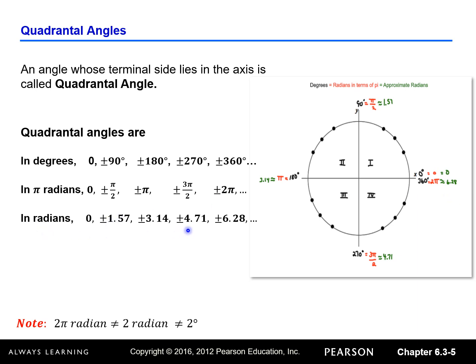So as you can see here, we can also have negative quadrantal angles. That means if the direction is clockwise, this is 0, and then this one is negative 90 degrees, this is negative 180 or negative pi, and then this is negative 270 or negative 3 pi over 2, and then this is negative 2 pi. So these are examples of quadrantal angles.